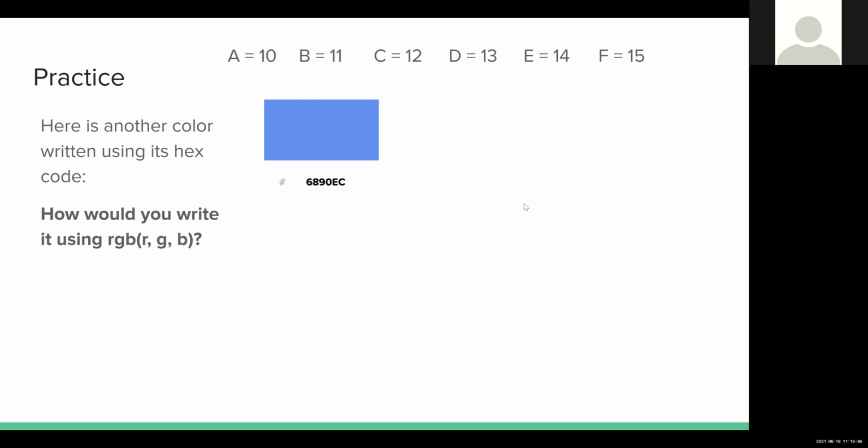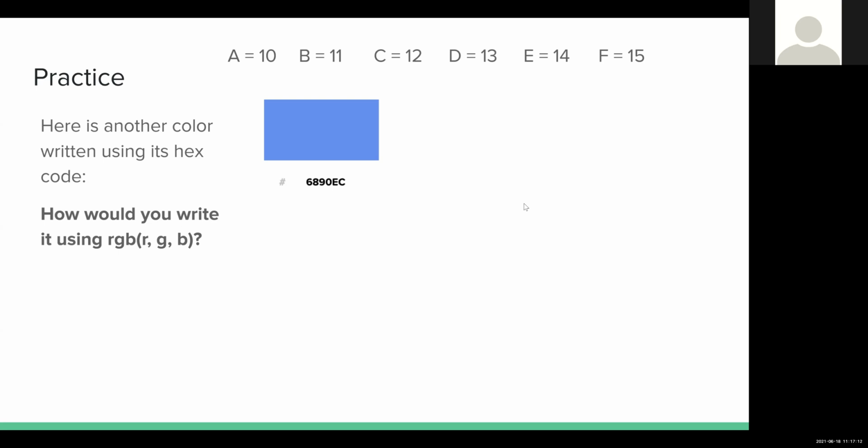So we're using 16 as our base, right? And remember, 68 base 16 and 90 base 16 would not be equal to 68 and 90 base 10.